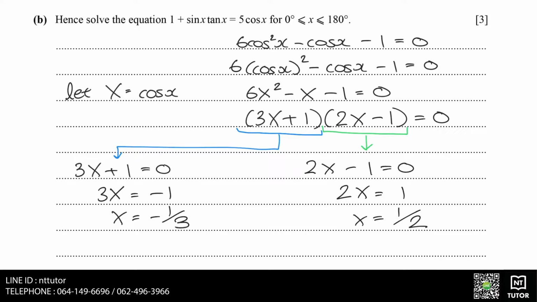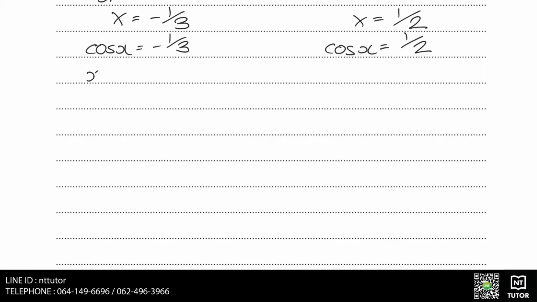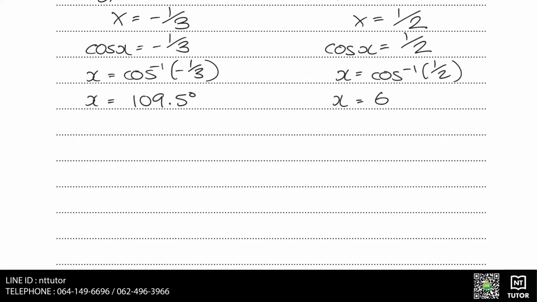After solving for x, we get x equals minus 1 over 3 and x equals 1 over 2. This means that cos x, which is our x, equals minus 1 over 3 and cos x equals 1 over 2. We can use inverse cos to solve for the value of x, and we should get two answers, which is 109.5 for cos x equals minus 1 over 3 and 60 degrees for cos x equals a half.